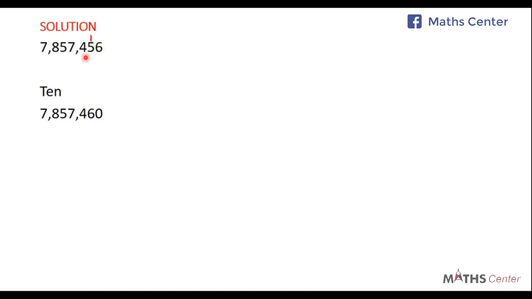So we add 1 to 5 to make it 6. Then we change the 6 to 0. So when we do this, we say we have rounded this number to the nearest 10.